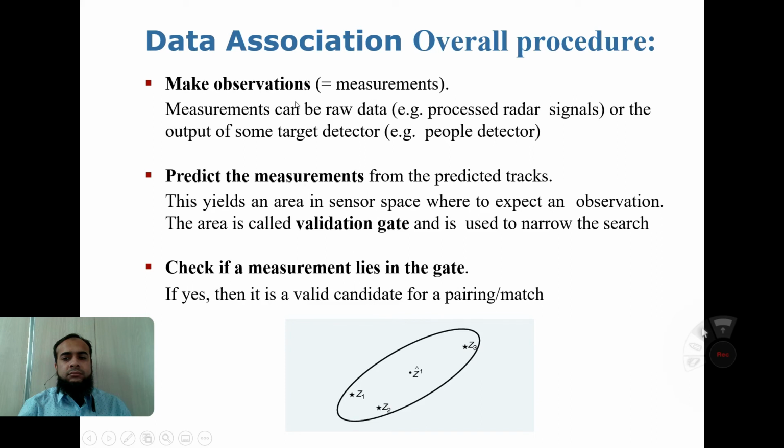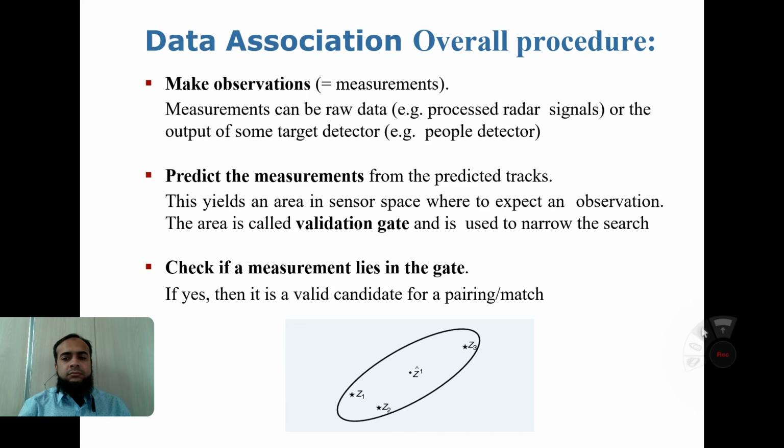So the overall procedure is to make an observation. The measurement can be raw data, that is the processed radar signal or the output of some target detector, and then predict the measurements from the predicted tracks. This yields an area in sensor space where to expect an observation. This area is called the validation gate and is used to narrow the search, because in the search space there are plenty of measurements, and then we create a validation gate.